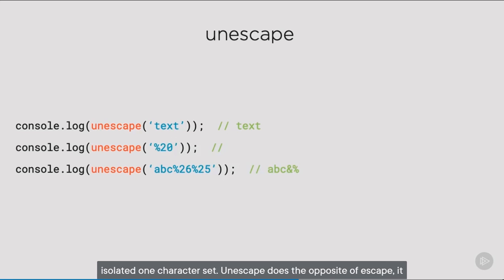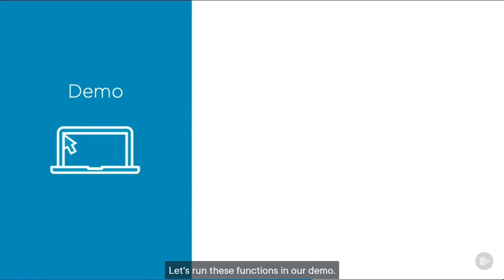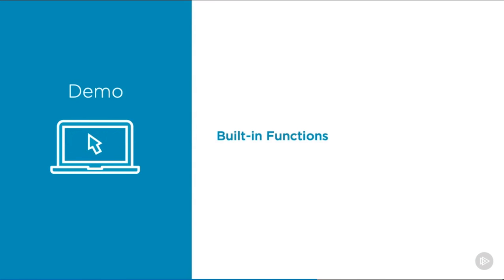Unescape does the opposite of escape. It returns the ASCII string for a given input value. Let's run these functions in our demo.